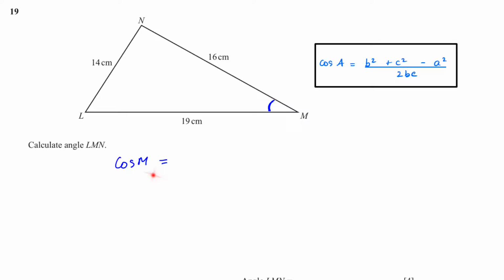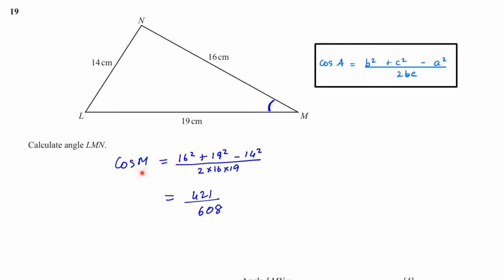And to find that, we are going to replace the values we have here. B and C can be either 19 or 16. It doesn't make a difference. But your A has to be the side opposite the angle you want to find. So we'll just replace everything. We'll get 16 square plus 19 square minus 14 square divided by 2 multiplied by 16 by 19. You will get 421 over 608.